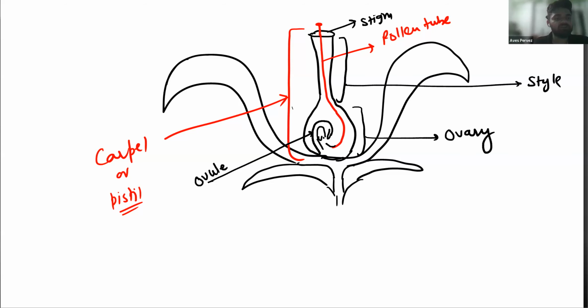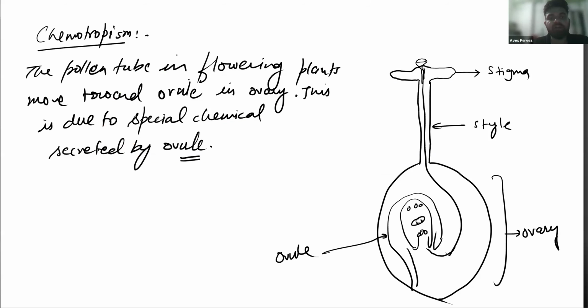So note it down, this one. Chemotropism: the pollen tubes in flowering plants move towards the ovule in the ovary. This is due to a special chemical secreted by the ovary and by the ovule in the ovary. Okay.